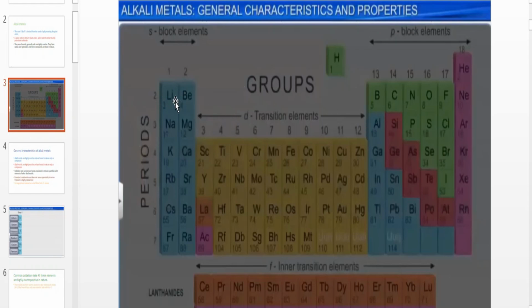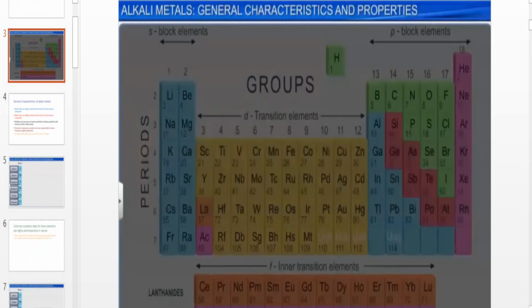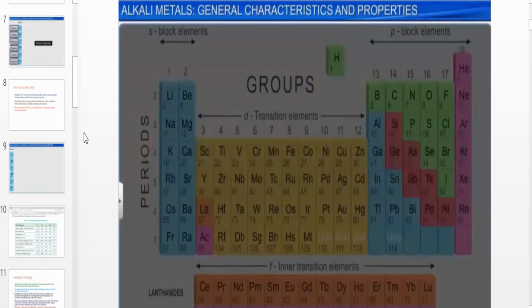In the second period, the alkali metal lithium is placed first. For the third period, the alkali metal sodium is placed first. For the fourth period, potassium is placed first. For the fifth period, rubidium is placed first. For the sixth period, cesium is placed first. For the seventh period, francium is placed first.